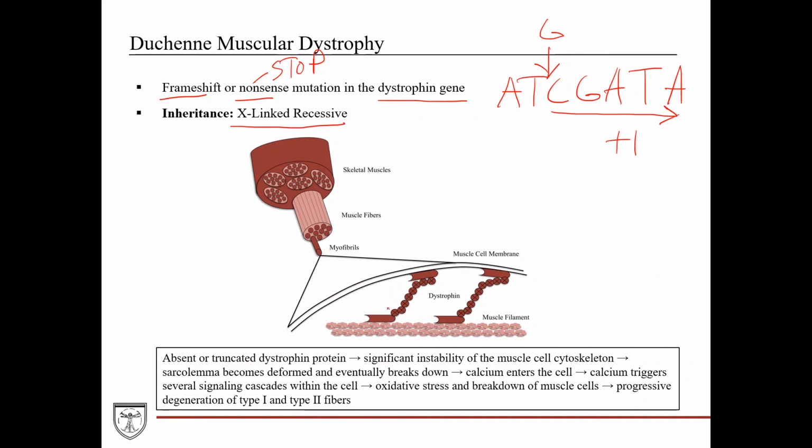As far as the mechanism of the disease, obviously this is going to produce an absent or truncated dystrophin protein, and so you're going to be missing this here. You're not only going to be missing this connection and stabilization to the muscle cell membrane, but remember also from the extracellular matrix. So you're going to have significant instability of the sarcolemma, the muscle cell membrane, and the muscle cell cytoskeleton. The cell becomes deformed and the membrane breaks down, and then you have calcium enter into the cell. Calcium enters and triggers a number of signaling cascades, which will eventually result in oxidative stress.